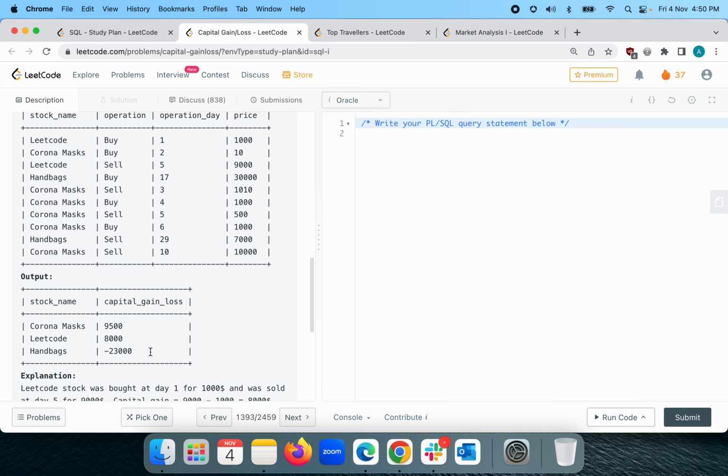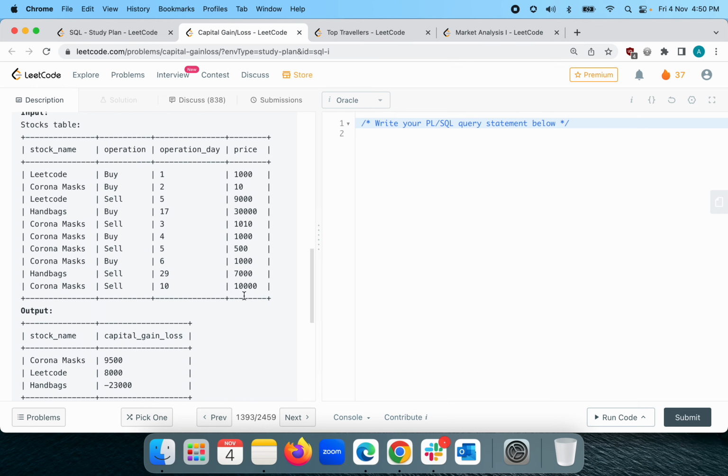So I think the question is clear. How to approach this question? As I've already mentioned in my previous videos, whenever we are given an SQL example, we need to first see which columns are required in the answer or in the output. Stock name is given to me, so first of all I want this column. And the second column in the result is capital gain and loss.